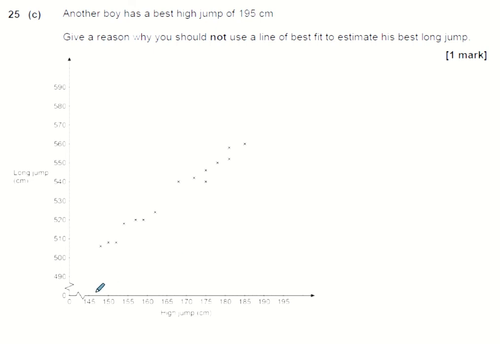A line of best fit is really only valid between the points of data that we have. So anything above 185, we wouldn't be allowed to use a line of best fit to estimate. So any answer to this sort of question is involving the point being too high, or there not being enough data up in that area, or that this person jumped further than anyone else, and therefore the line of best fit is not allowed to be used.